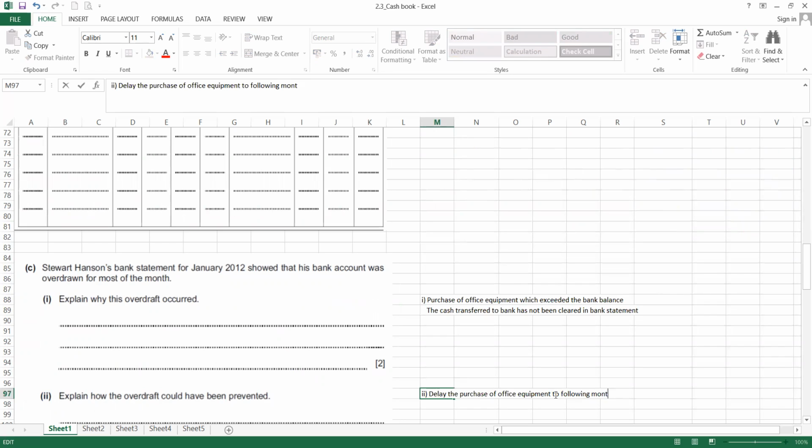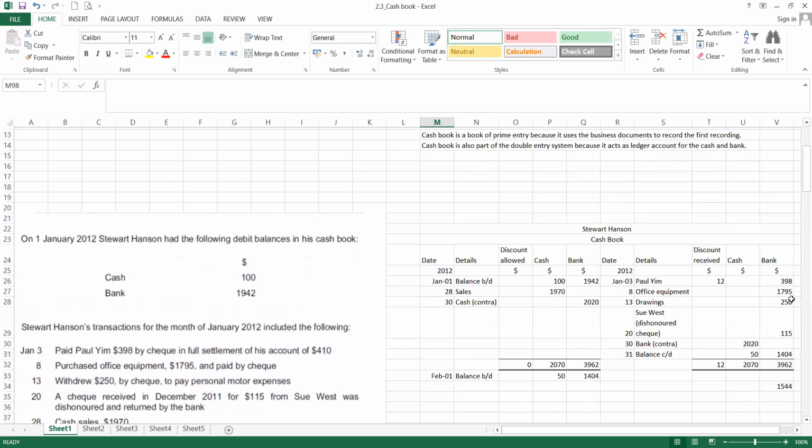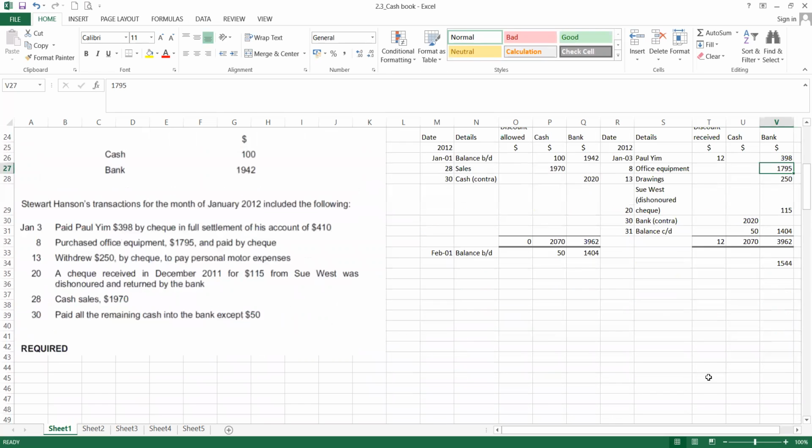So then you won't have the overdraft. So that could be the reason that you can use, because this is a big amount. The rest are small amounts, so not necessary to cause the negative. So this is only the easier way. We just delay it.